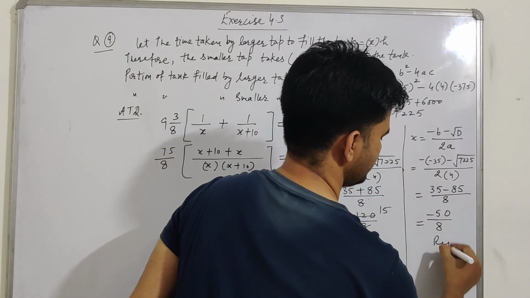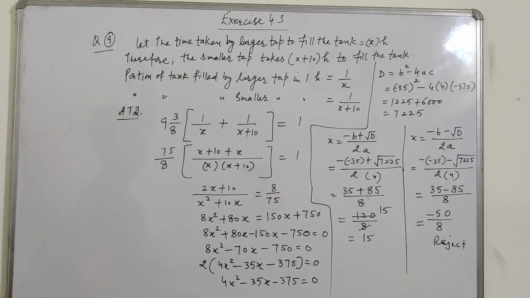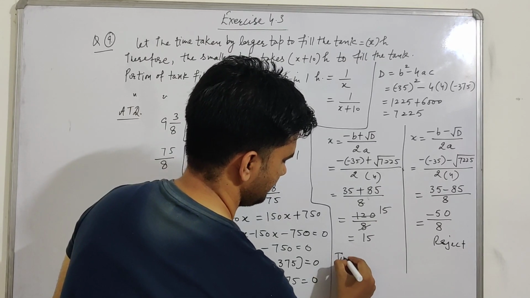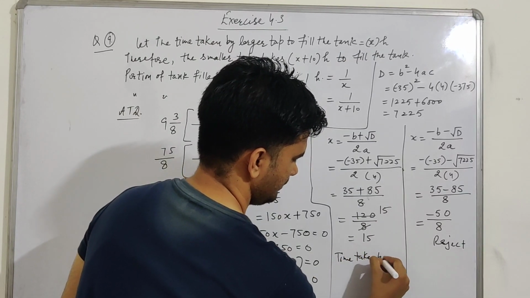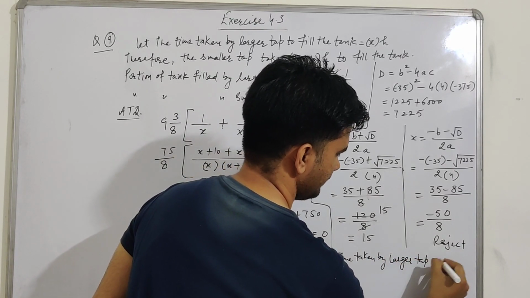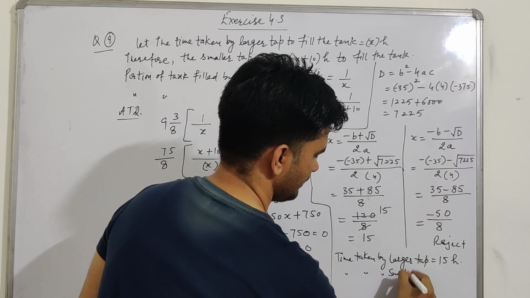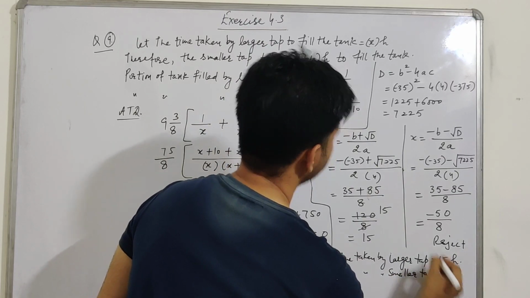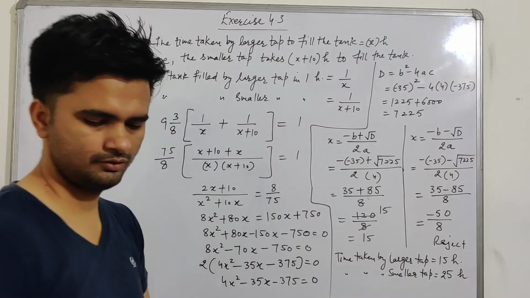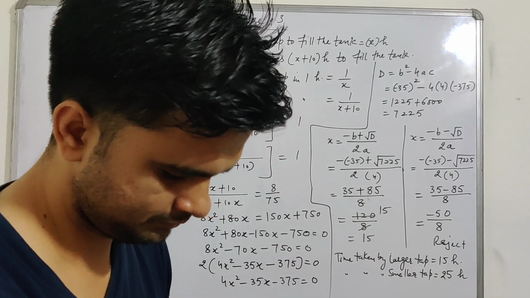So we will reject it. Time can't be negative. So time taken by larger tap is equal to 15 hours. Time taken by smaller tap is equal to x plus 10, which means 25 hours. So this will be your answer. Thank you.